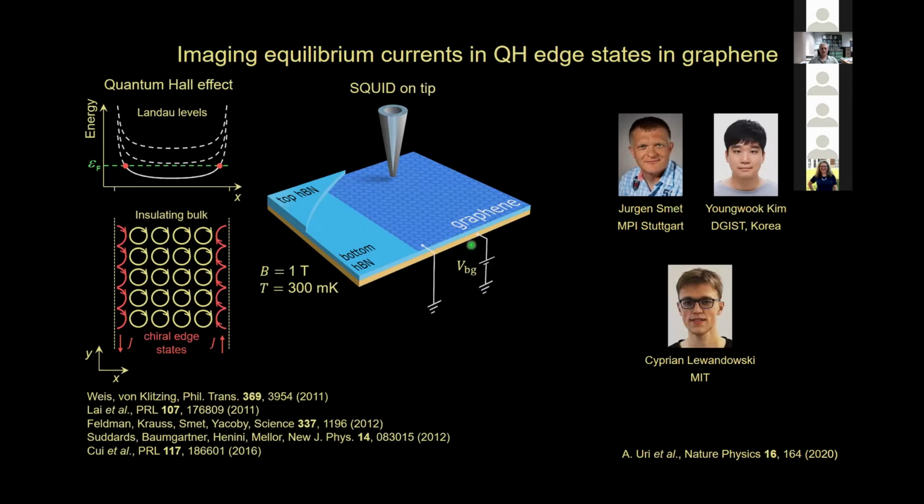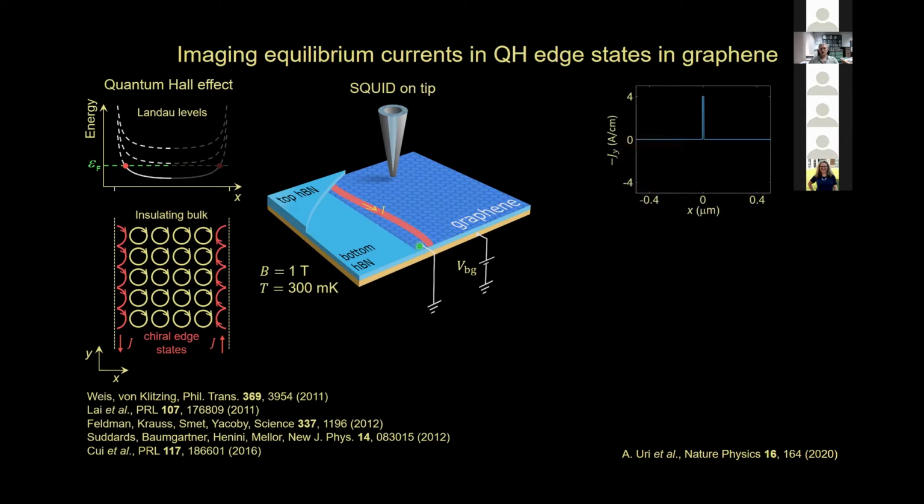And we have a backgate with which we can control the carrier density in graphene. So let's assume we're in a situation where we have just one edge state, so one Landau level crossing the Fermi level, and therefore it is expected to have one channel of current flowing. It should be a narrow channel. So if we take a cross section along X, we expect a narrow strip of current.